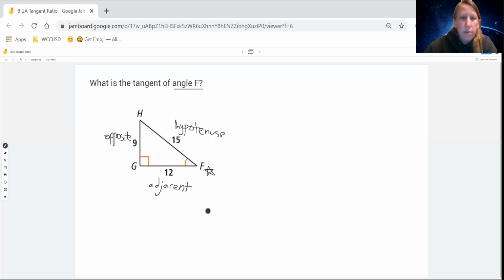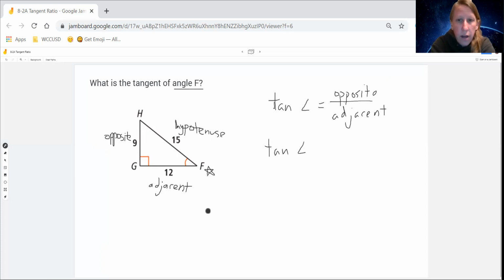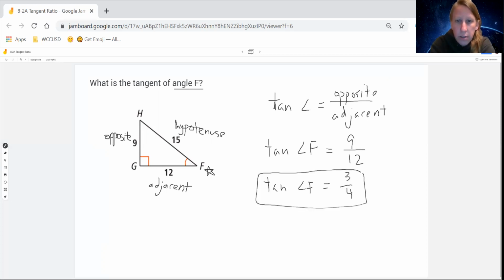Okay, and now I'm going to do the same thing here. I'm going to do the tangent. I'm going to write my formula. The tangent of any angle is its opposite side divided by the adjacent side. And for this angle, we want angle F. And angle F is going to be 9 over 12. And if you want to simplify that, they both have a 3 in them. So this is going to be 3 over 4. That's a good answer. The tangent of angle F is 3 over 4.